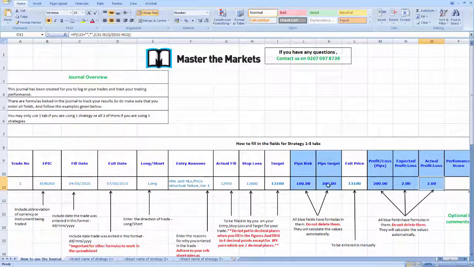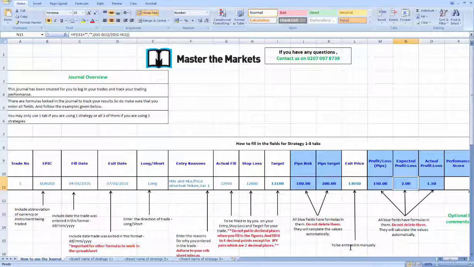So for example, in this trade we expected to get 200 pips, but let's say we only resulted in getting 150 pips worth of profit. Our actual profit and loss was 1.5 to 1, whereas the expected was 2 to 1, which means that there was a very different actual profit to loss ratio than what you were actually expecting.